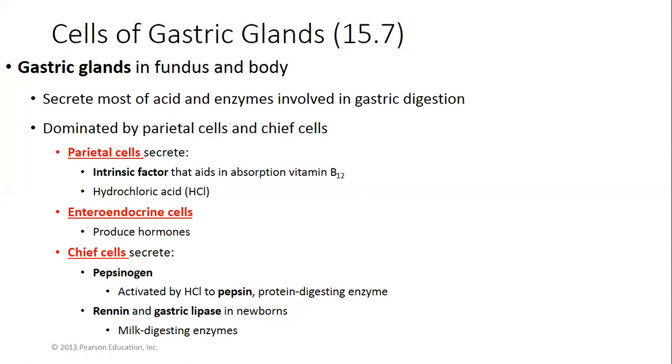So there's important hormones that are secreted from the stomach. Chief cells are another type of cell that secrete enzymes. So parietal cells secrete stomach acid, hydrochloric acid, and a factor called intrinsic factor. Chief cells secrete digestive enzymes like pepsinogen, which is activated by hydrochloric acid to pepsin, which helps digest proteins, so break down proteins into amino acids. And then renin and gastric lipase, so think lipase, lipid, helps break down lipids as well.